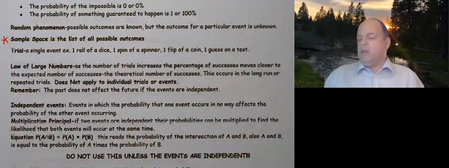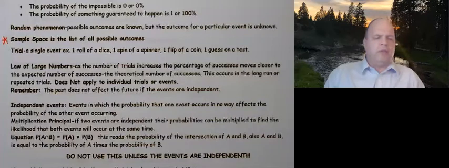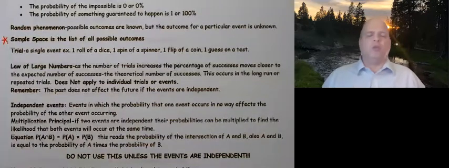Also, do remember that the past does not impact the future if events are independent. So what are independent events? Well, previously we talked about independent events, and we did say that the past did not impact the future. So if I had 5 heads in a row, there's still a 50% chance that the next one is heads. Why? They're independent. The past did not impact the future.